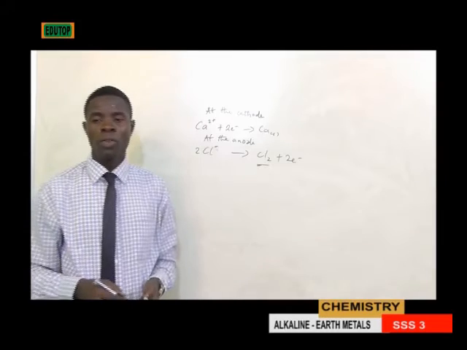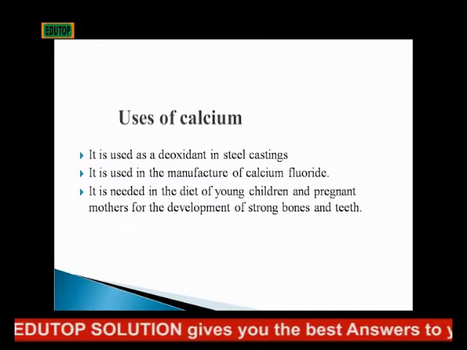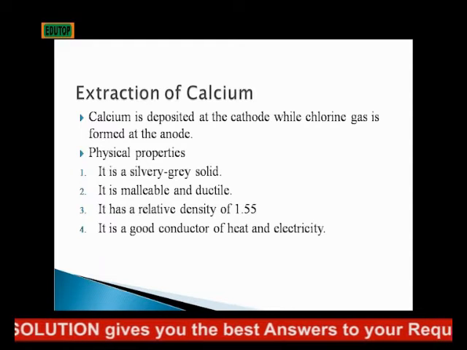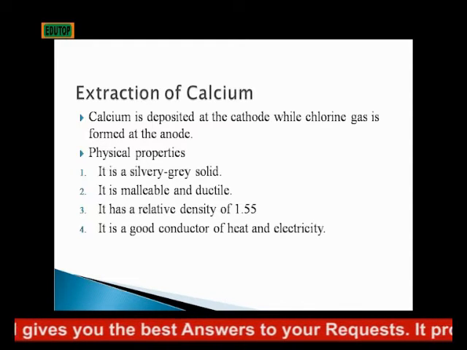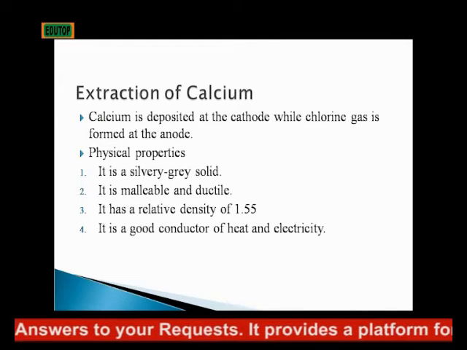Uses of calcium. One, it is used as a deoxidant in steel casting. Two, it is used in the manufacture of calcium fluoride. Three, it is needed in the diet of young children and pregnant mothers for the development of strong bones and teeth. Extraction of calcium. Calcium is deposited at the cathode while chlorine gas is deposited at the anode.